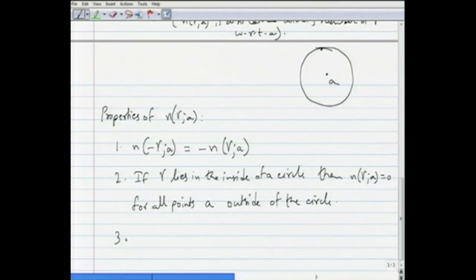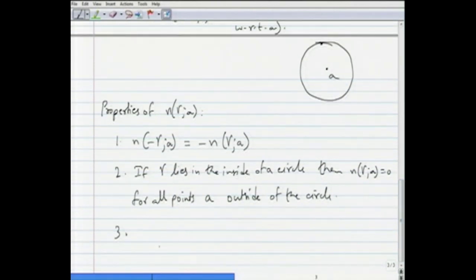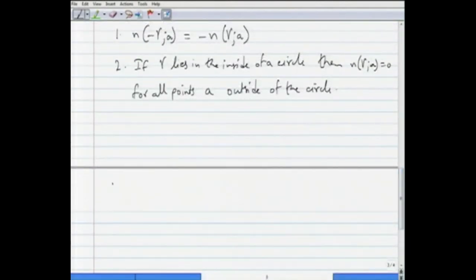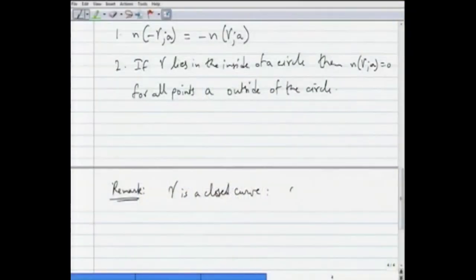So, for 3, let us notice that when you have a closed curve. Before stating 3, let me make a remark. Gamma is a closed curve. What that means is our closed curves are functions from intervals to the complex plane, and we are calling the image of gamma the trace of gamma, gamma star. So, gamma star is a closed and bounded set in the complex plane.